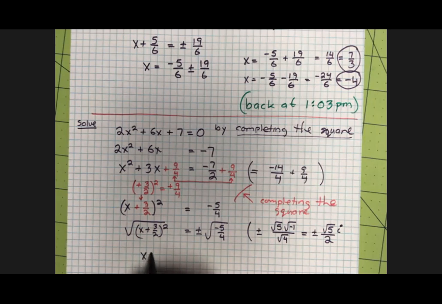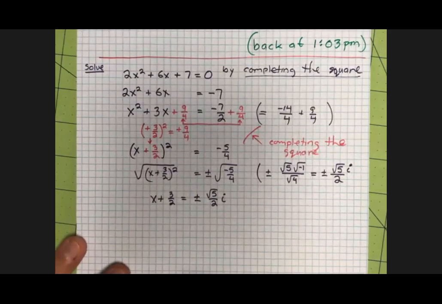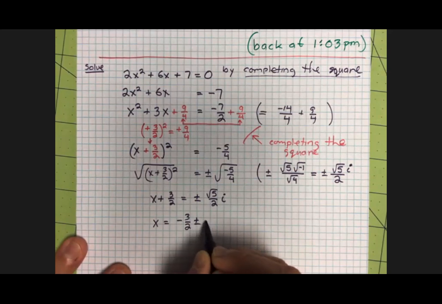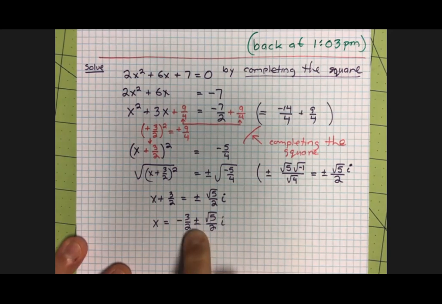So I got x plus 3/2 equals plus or minus square root of 5 over 2 times i. Now I subtract 3/2 from both sides. And I keep that minus 3/2 in front of the plus minus root 5 over 2i. That plus minus only belongs to the root 5 over 2 times i.